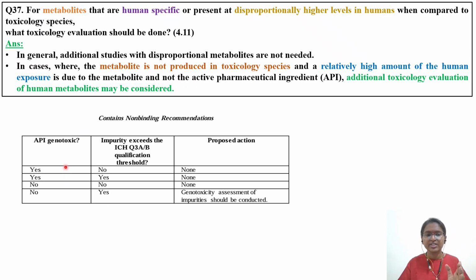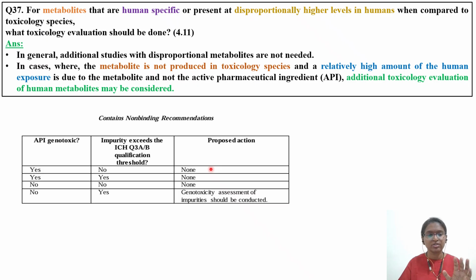So the first row says you are working on a certain API, an anti-cancer drug. If the API is genotoxic, yes, and the impurity which you found in this API exceeds the ICH Q3A or Q3B guideline. In Q3A, Q3B you will have an identification threshold and a qualification threshold. If it is exceeding that qualification threshold, okay. If it is not exceeding, no proposed action, then there is no action to be taken by that particular scientist or toxicologist.